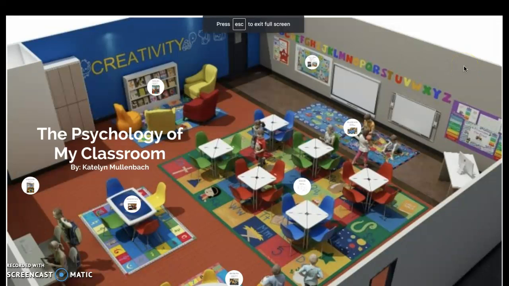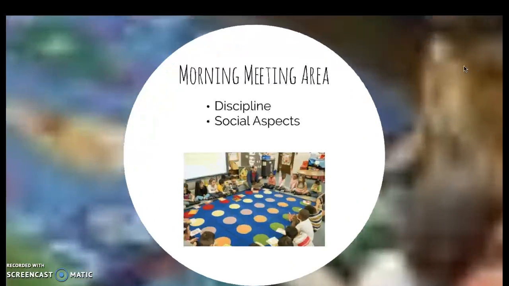Hi guys, this is the psychology of my classroom and what I would like it to look like. So the first area of my classroom that I would like to talk about is my morning meeting area.